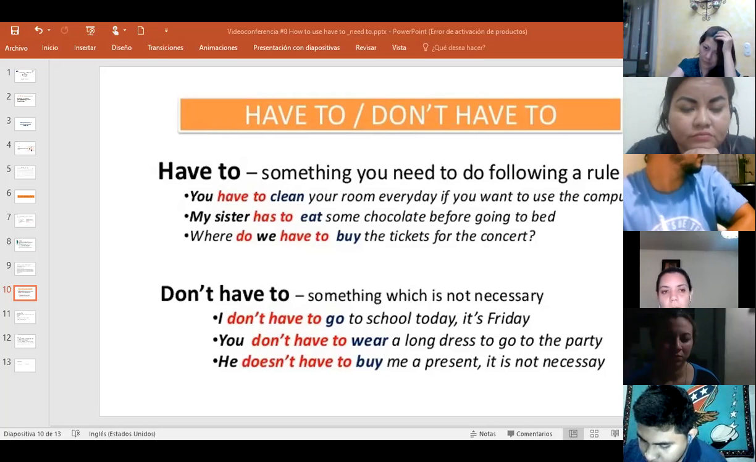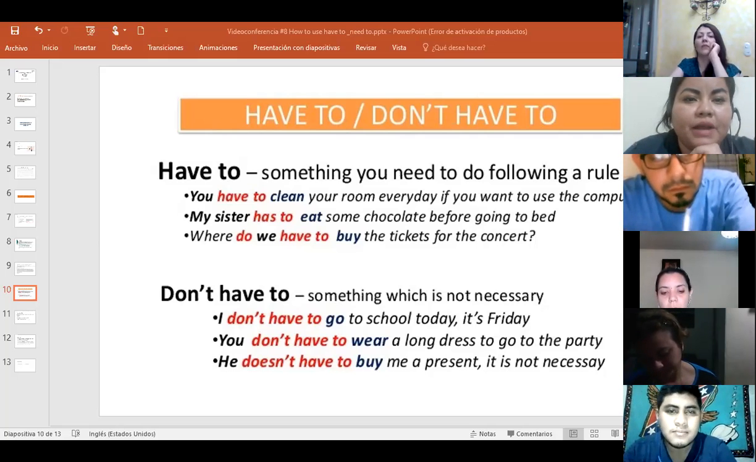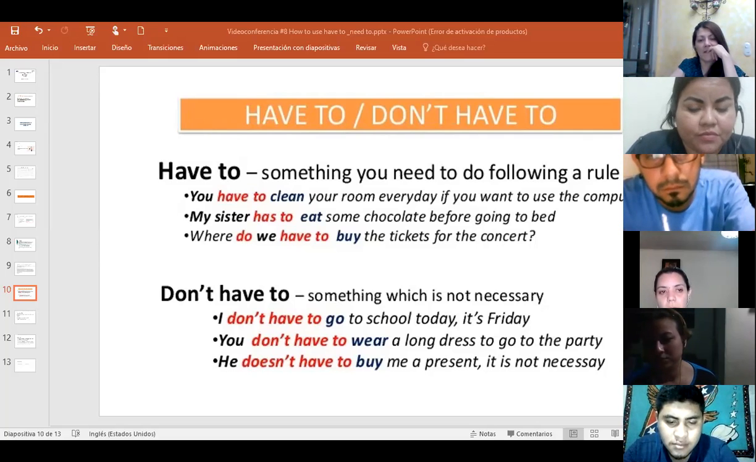I have to wash hands. I have to wear a mask. Esa es para el uso de mascarilla. ¿Cuál otro tiene? No, el lavado de manos.